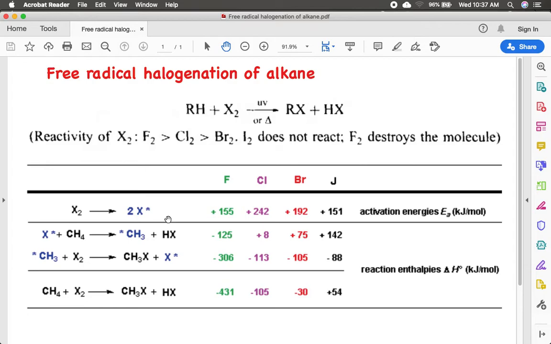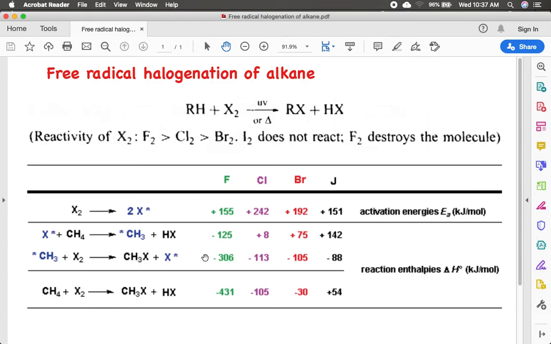Now let's discuss the thermodynamics of the reaction. We have to calculate the overall enthalpy of the reaction. In calculation of the enthalpy, the first step is not involved because this is not an intermediate in the reaction. This is just a transition state, and we still have to call this the activation energy. So we have to use only these two reactions for the calculation of the enthalpy.